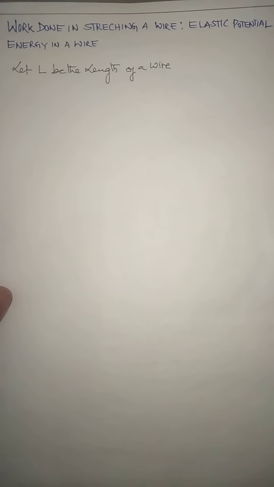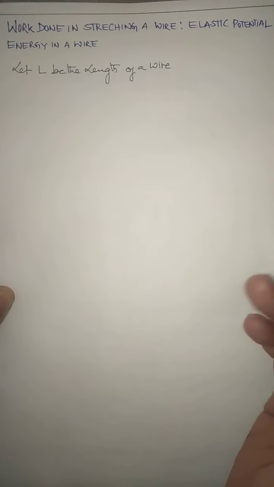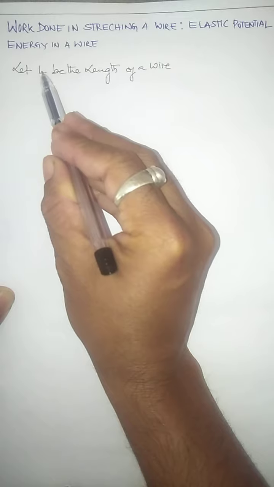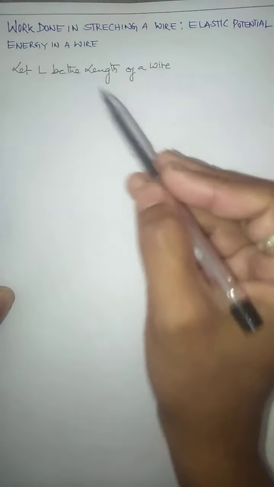Now in order to derive the expression of work done in stretching a wire, that is the elastic potential energy in a wire, let me consider there is a wire. The wire is made up of any material, but every wire has a length, and that length I consider as L. So capital L be the length of the wire. Now basically this length is the original length of the wire.